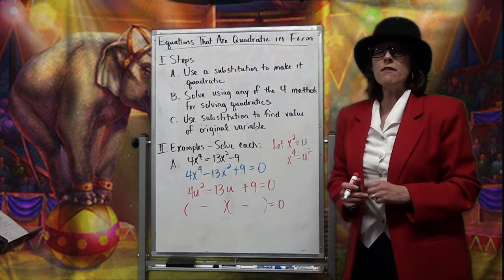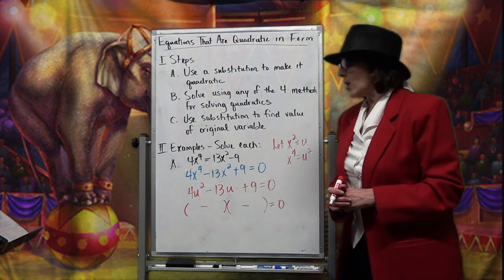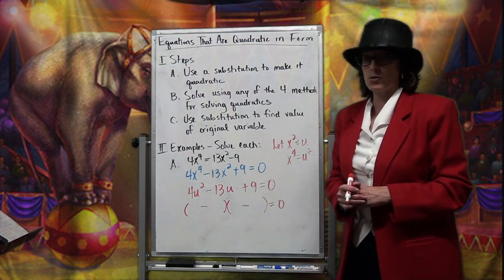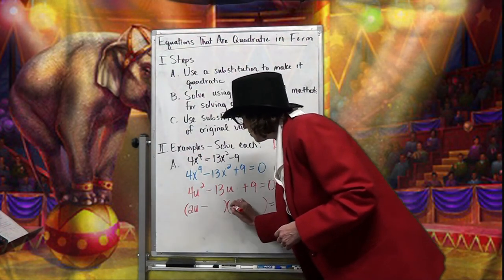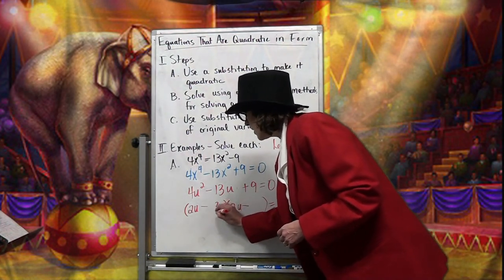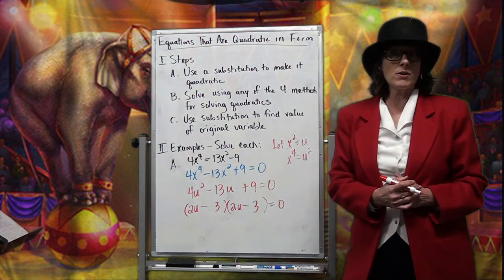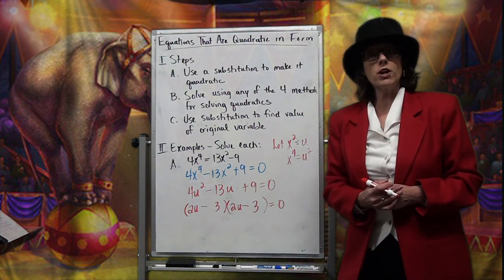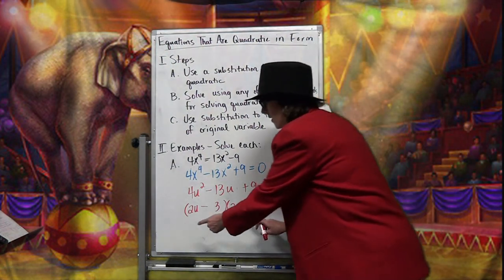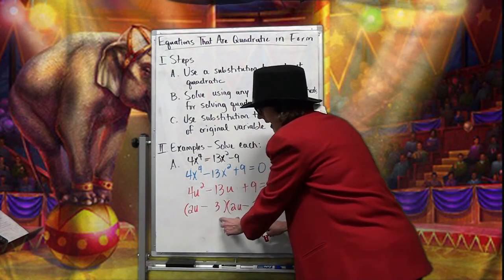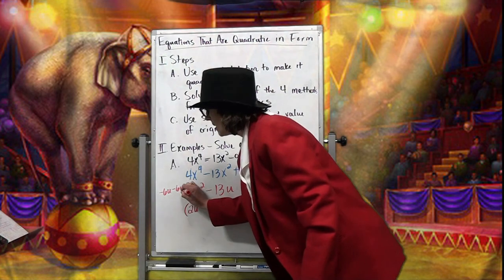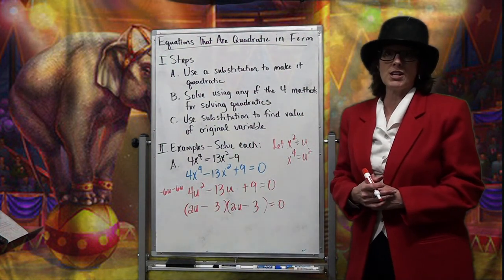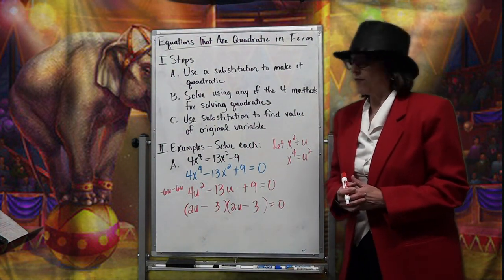I'm going to split my 4u squared up into the front 2 slots and split my 9 up into the back 2 slots. I have said, if it will split evenly, like a 2u and a 2u, and a 3 and a 3, 9 times out of 10, that's how it's going to go. But notice that when you check your outsides and insides on this one, out here I get a negative 6u, in here I get another negative 6u, and negative 6u minus 6u does not give me a negative 13u. So this is not the way to factor it.